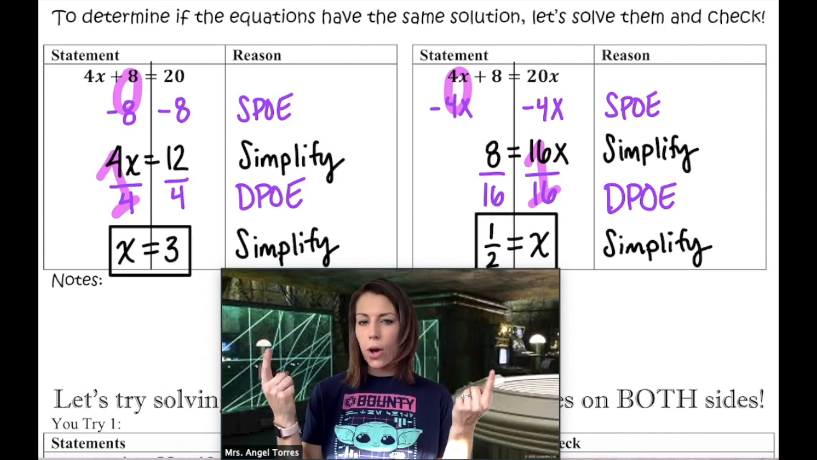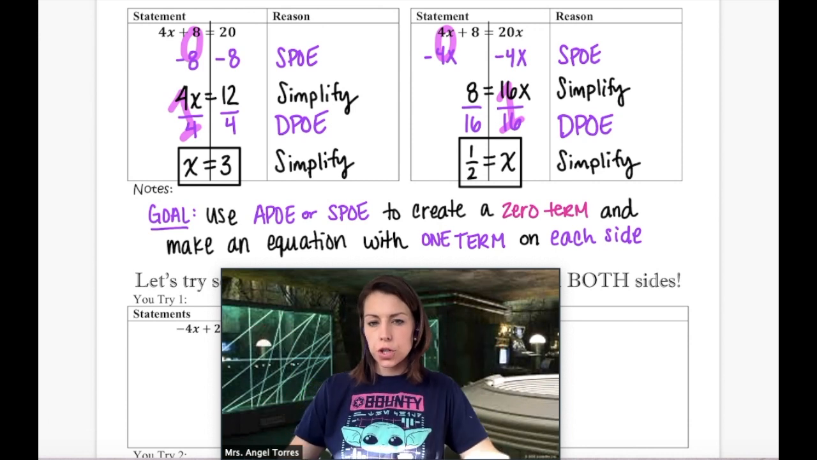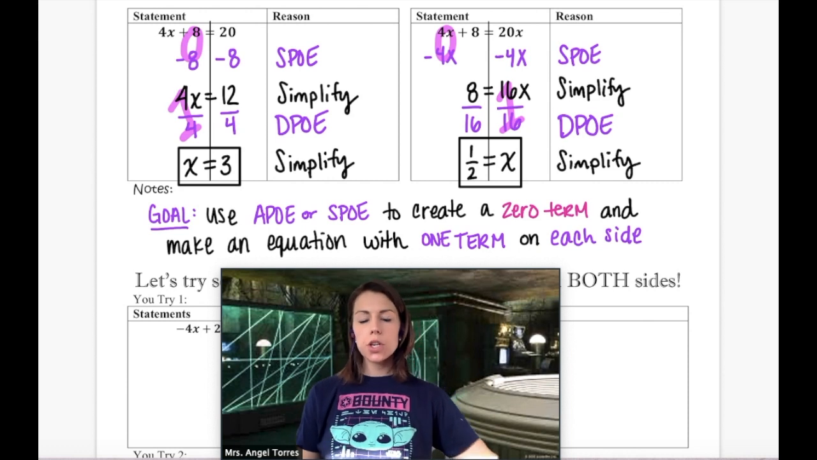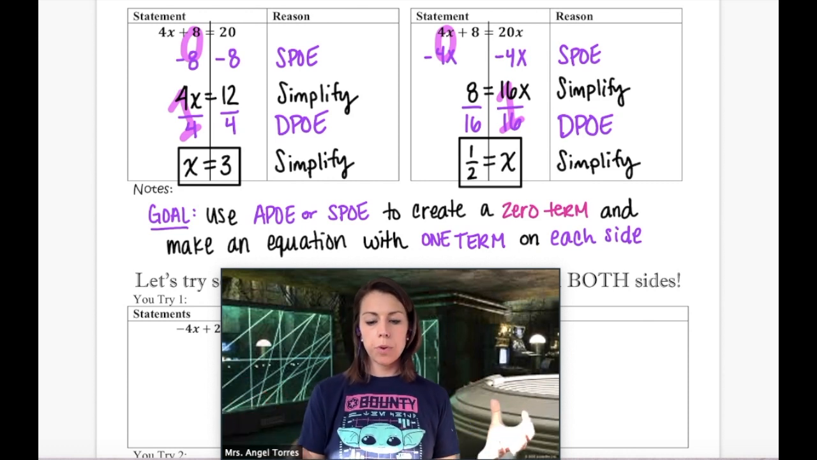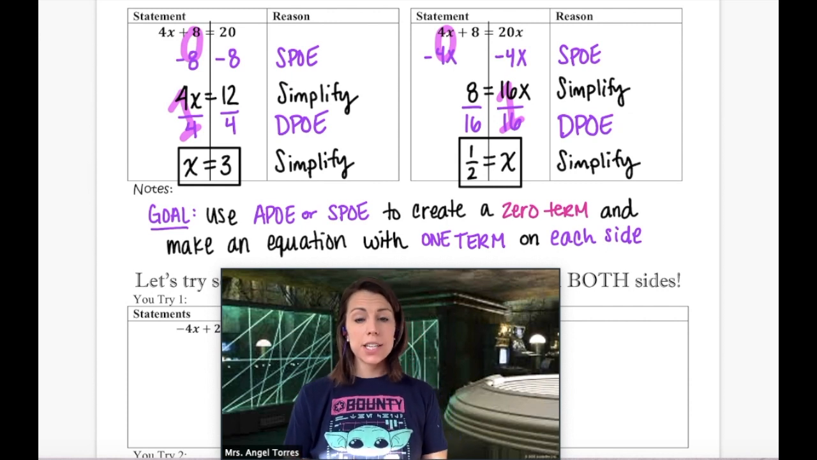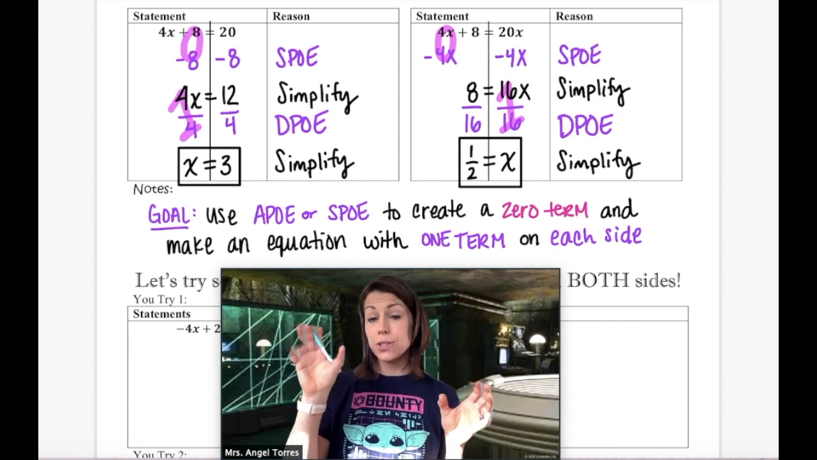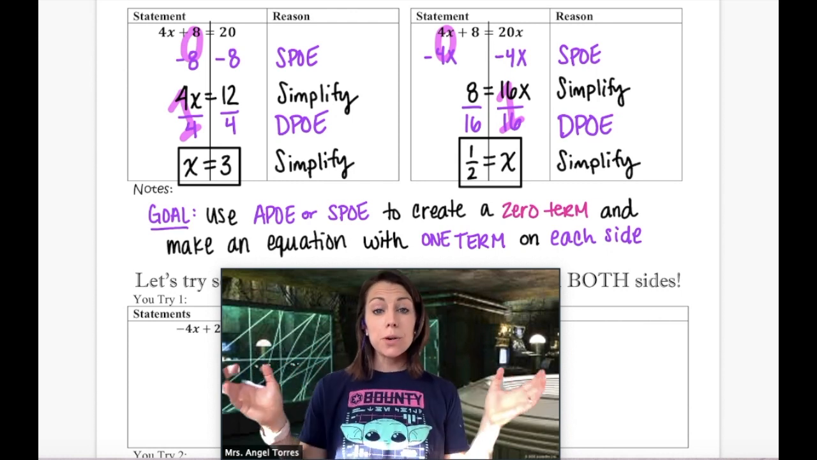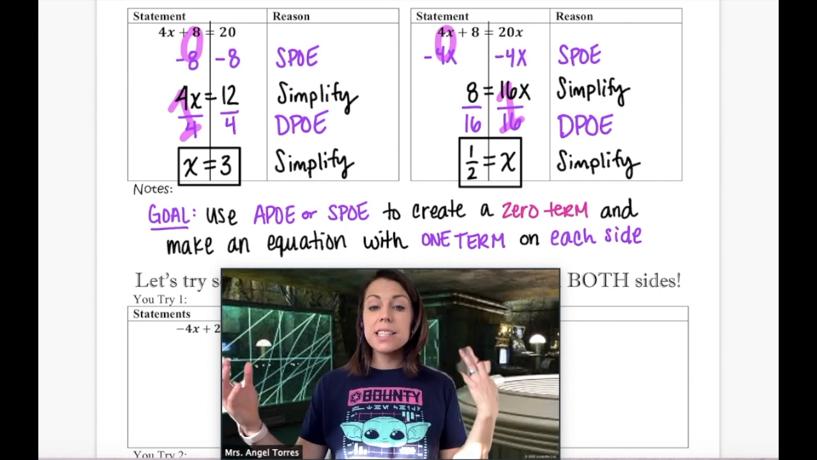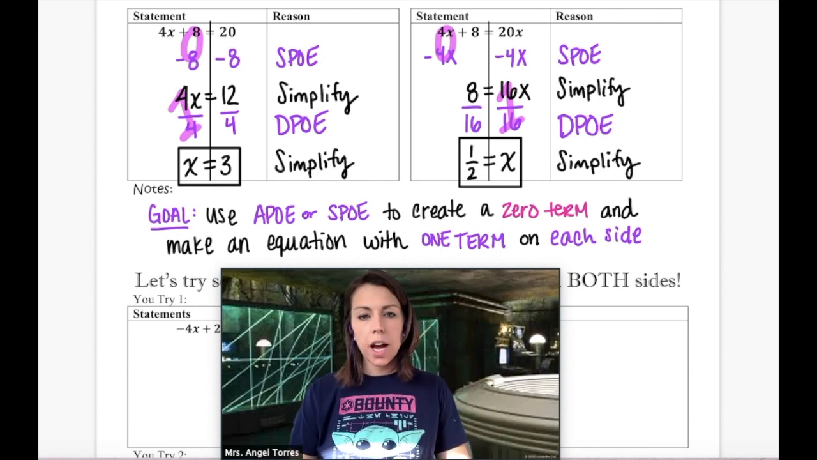So let's take some notes on what we just did here. If we think about what we were actually trying to do in both of these equations, the goal was very similar. We were trying to use our addition property or subtraction property to create a 0 term first and make an equation that has 1 term on each side. If you can get any equation down to a single term and a single term, most of the time it's going to be DPO and done, sometimes MPO and done, but it definitely makes the math a lot easier. So keeping this goal in mind, let's try a few more.